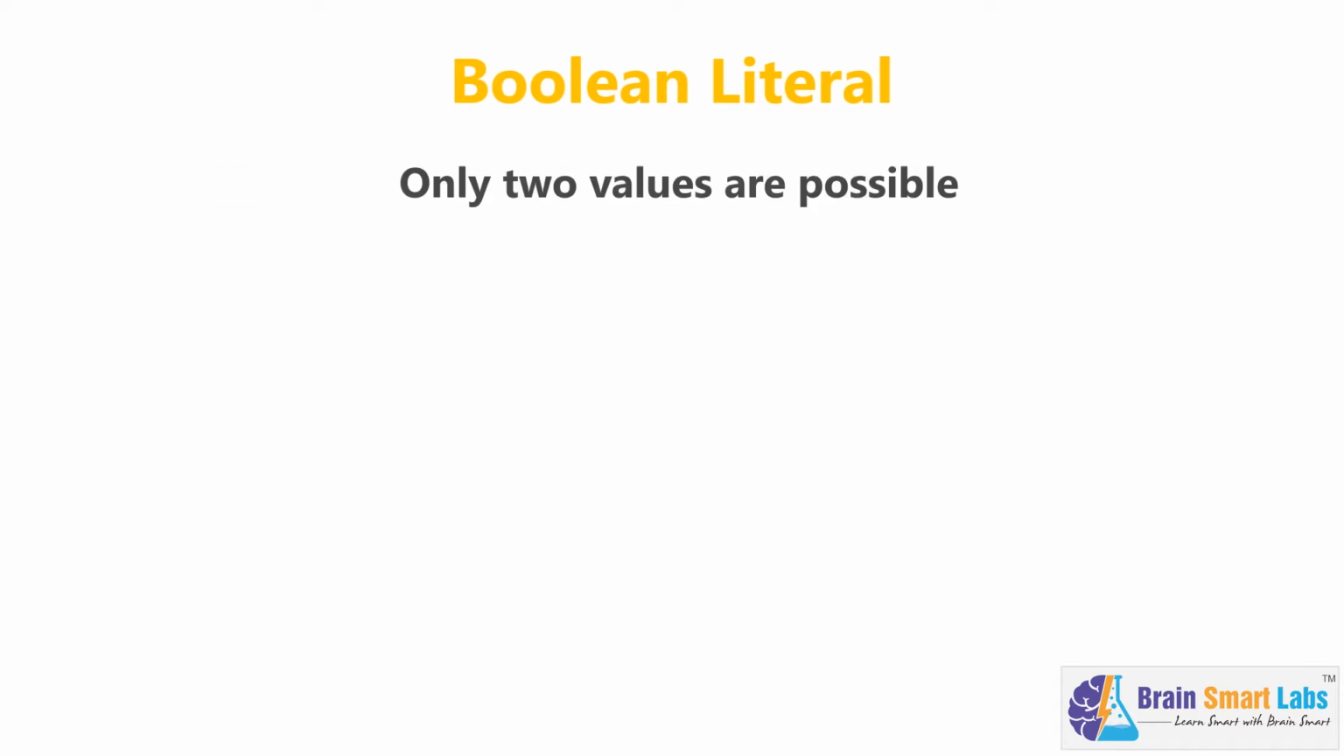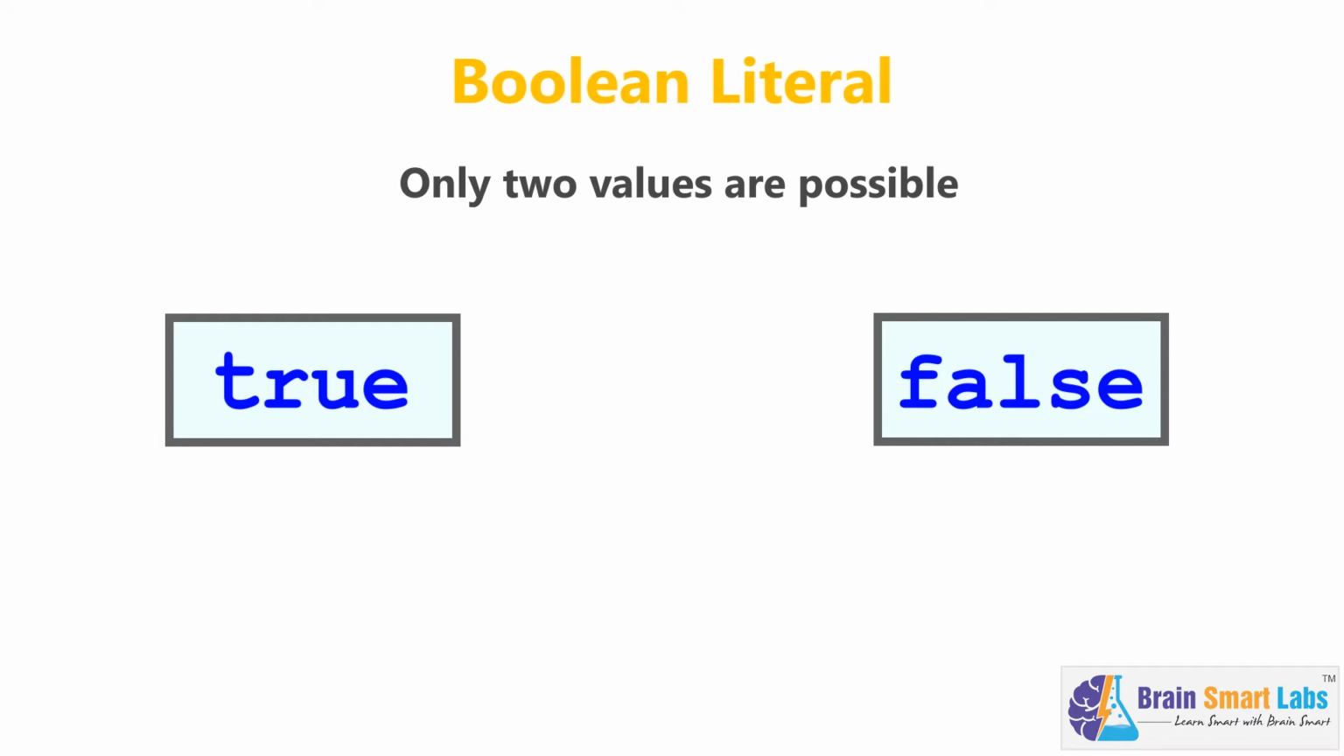A Boolean literal can have only two possible values. One is true, the other one is false. As I have explained in my previous videos, both are keywords and both should be used as they are in a program. Next topic is character literal.